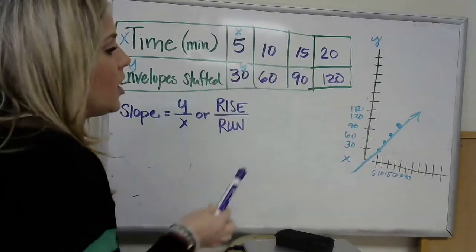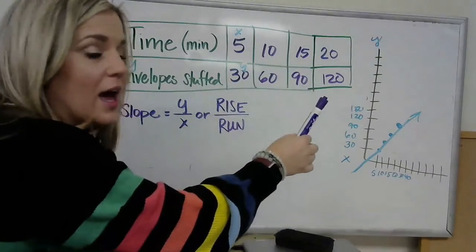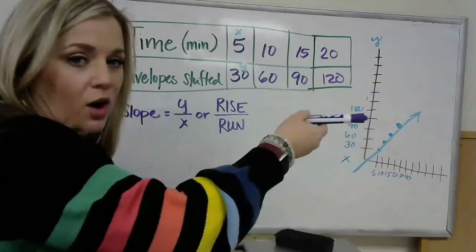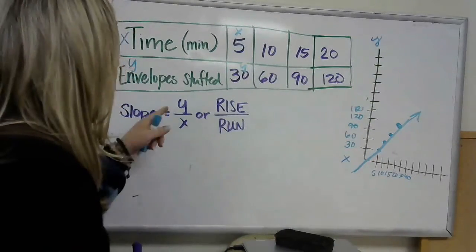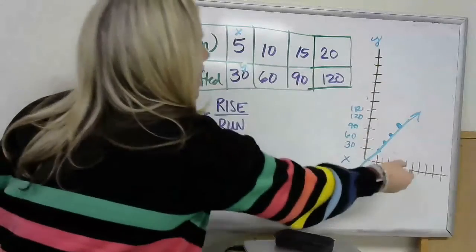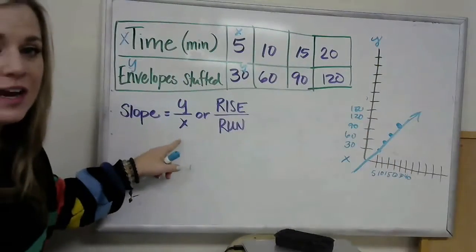So it's how the slope of the line, how it's rising, going up, and then the run is going across, because you can't run up, but you can run across, you know. So it's always the y on top of the x. So you need to make sure that you understand that.